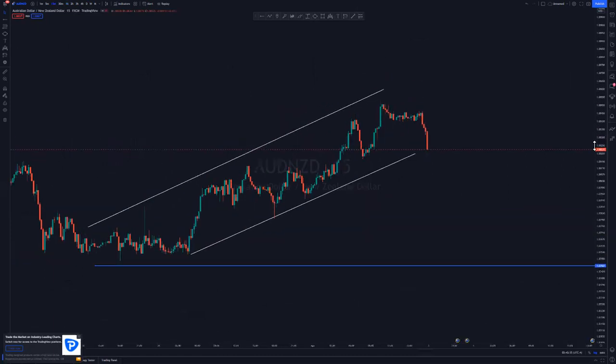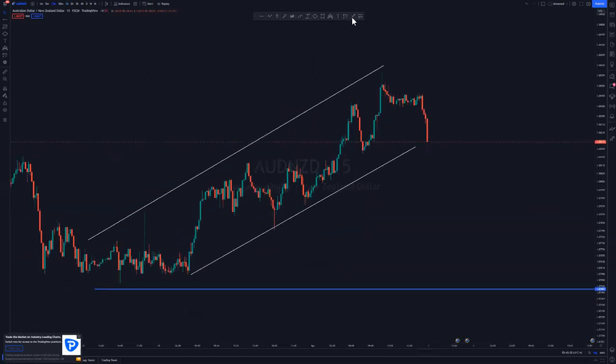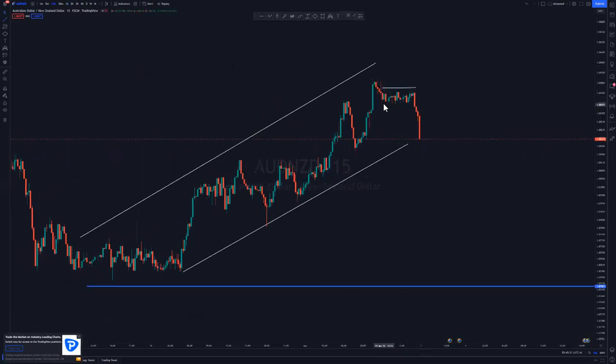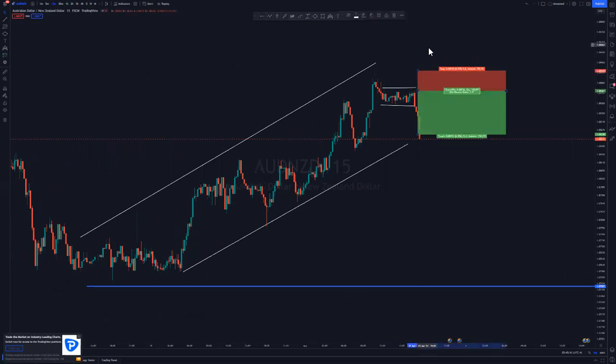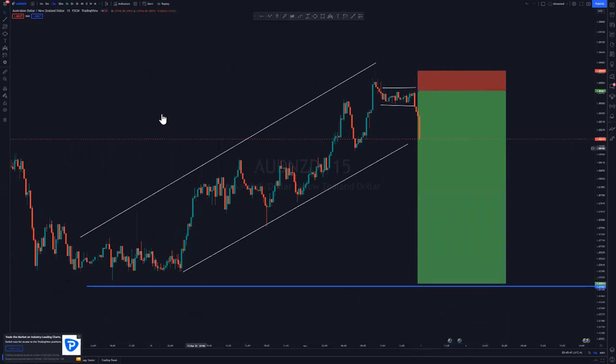As we go to the M15, which is this one, right, guys? You could see here's the bearish flag that we were looking at. Once we have the bearish flag, we're going to execute the position. We should have executed there. Tight stop loss, take profit target should be there.